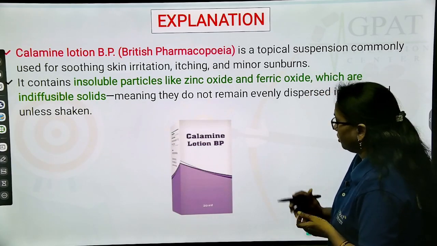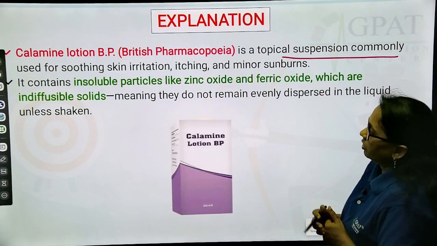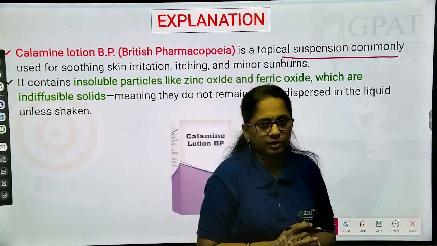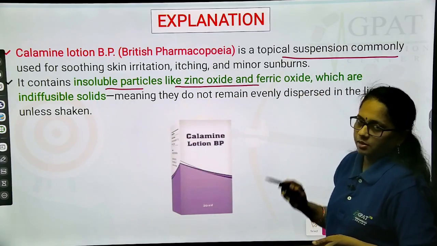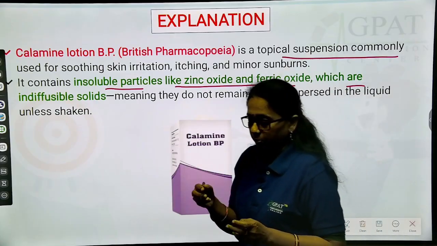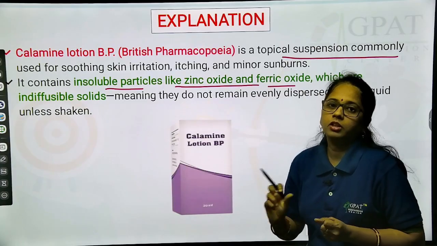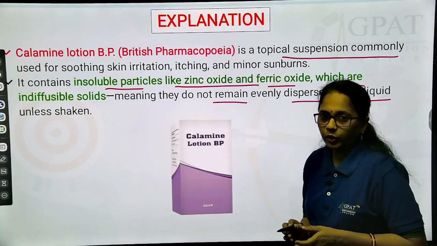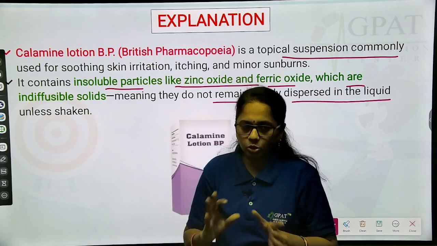So, this calamine lotion, which is official in the British Pharmacopoeia, is used for soothing skin irritation or itching, any minor sunburns, majorly as a sunscreen-like agent. It contains insoluble particles. So, what are those insoluble particles? Zinc oxide, ferric oxide, which are nothing but indiffusible solids, unless you shake the bottle. Okay. So, they are going to settle down. They do not remain evenly dispersed in the liquid unless they are shaken. Once it is shaken, they are dispersed uniformly throughout the solution.